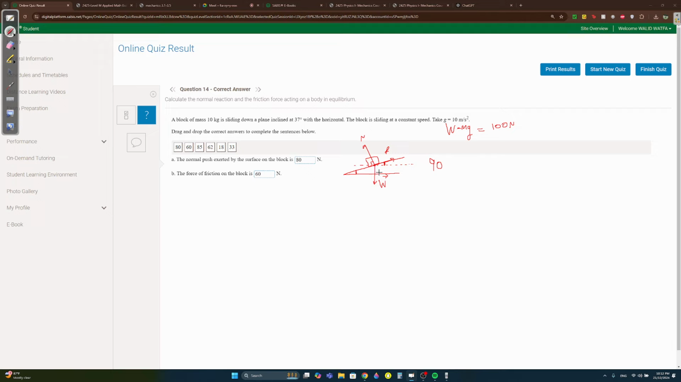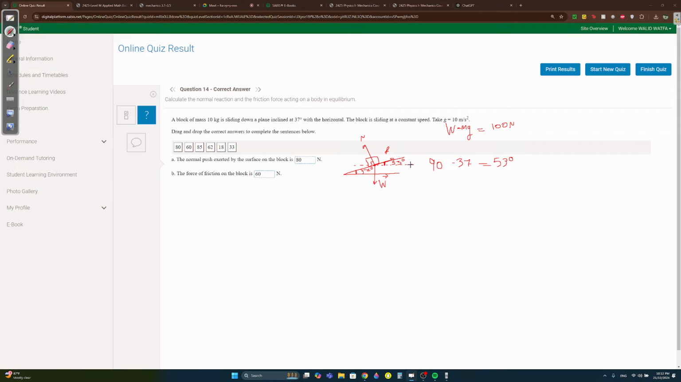But you should know this angle here is equal to 90 minus the angle you have down here with the horizontal, which is 37. They said it's 37, so you're going to get 53 degrees. So this here is 53 degrees.